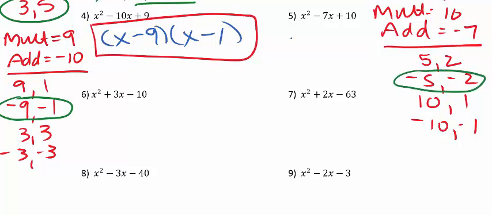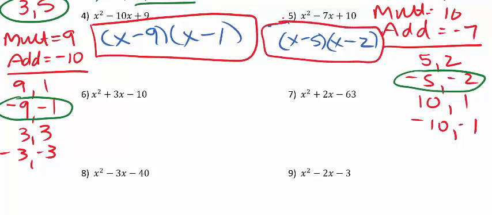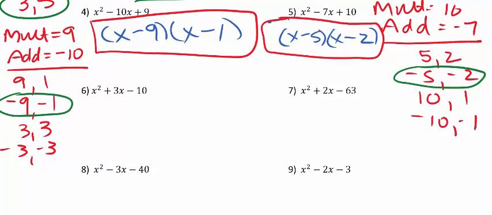So when we write this in factored form, we'll write our two sets of parentheses, our x times x, or x squared. Negative 5 times negative 2 gives us the 10, and negative 5 plus negative 2 gives us negative 7. So here is our factored form. Something to notice is that in these patterns, when we have a minus plus in our trinomial, it's going to give us a minus minus in our parentheses.